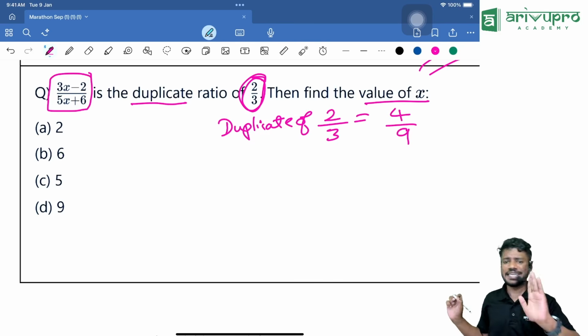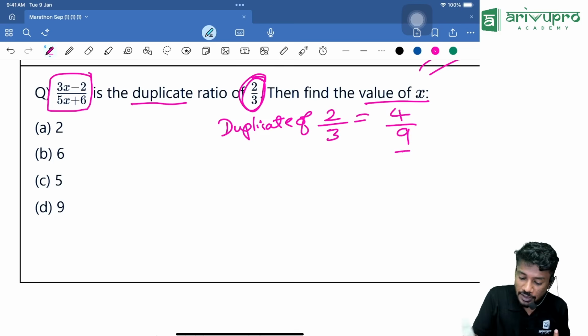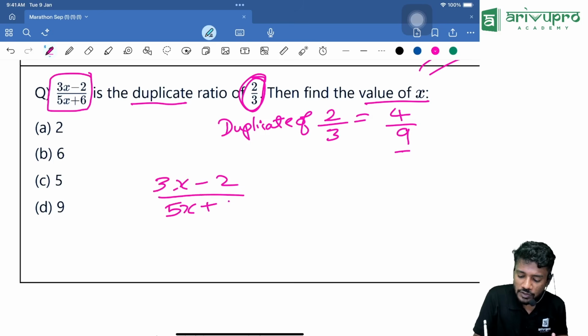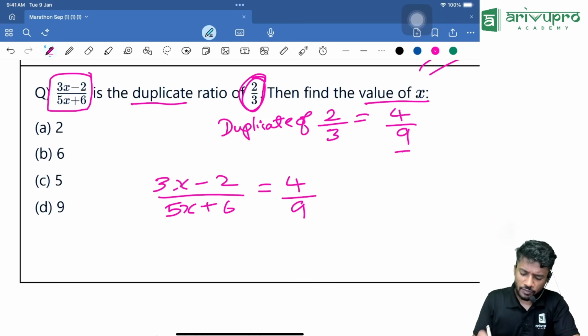Am I correct? Yes. So we are going to equate as per the question. This is nothing but 3x minus 2 divided by 5x plus 6 is equal to how much? 4 by 9. Get me the answer of this. X equal to 6. Many methods you can follow. You can option hit, up to you. 6. Okay, we will check.